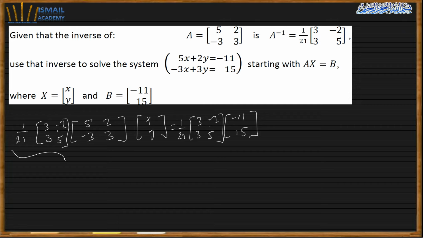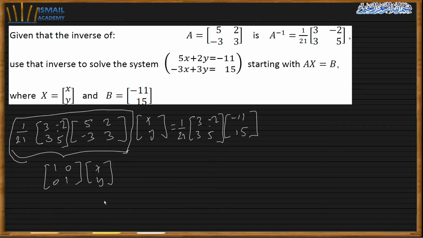Now this will give me the identity 1, 0, 0, 1, the whole thing. The whole thing, with the 1 over 21 and everything, will give me the identity times x, y equal, then what I do, I multiply.